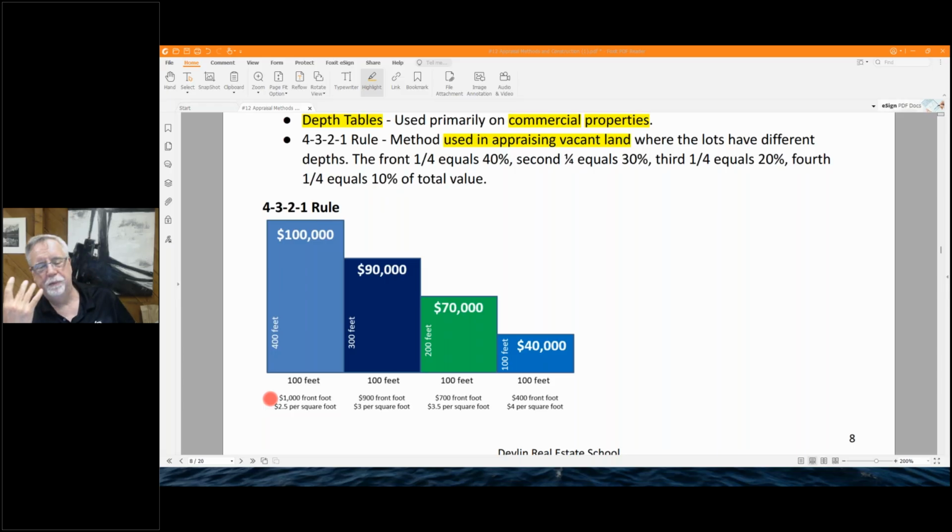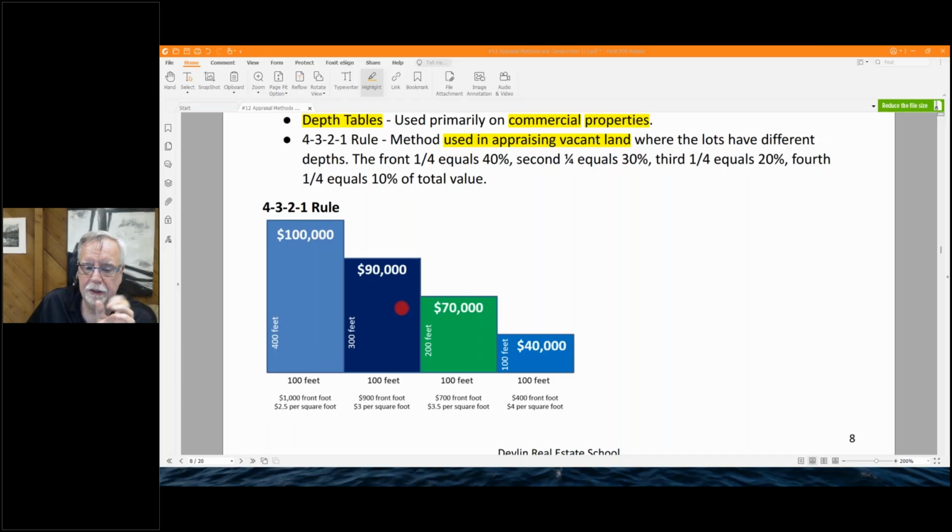Now, front foot, some people say it's a weird kind of way. If you paid $1,000 per front foot, are you only getting the front foot? No, you get the whole lot. It's just that in certain types of property, commercial properties, and valuing land, sometimes it's quoted by how much you're charging per front foot. Now, the square foot, if we took 100 times 400 and then divided that into 100,000, is only $2.50 per square foot. So the deeper lot is worth $1,000 a front foot, but only $2.50 a square foot.